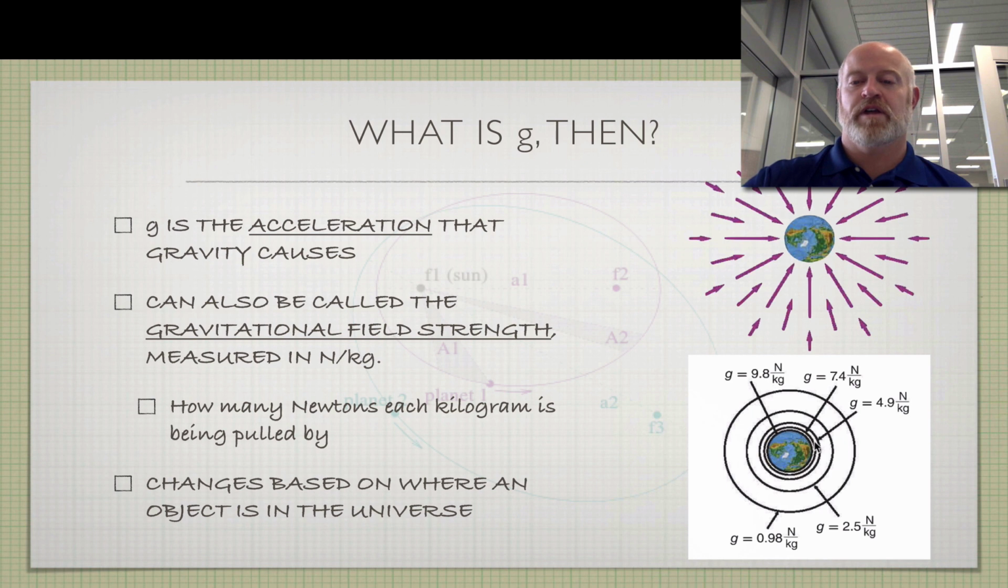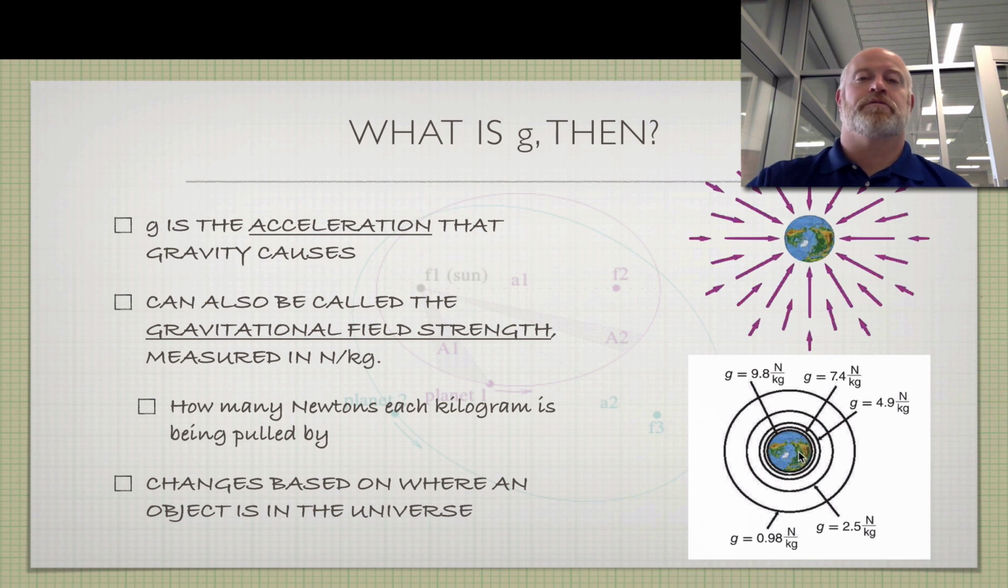However, if we get further away, to the tops of mountains, it could be even lower, 7.4. If we get even further away, it could be lower still, 4.9 newtons per kilogram. Further away, down to 2.5 to 0.98. So as an object moves further and further away from sea level, the G value, or the field strength felt there, goes down. The acceleration goes down. If we were to get closer, it would go up.